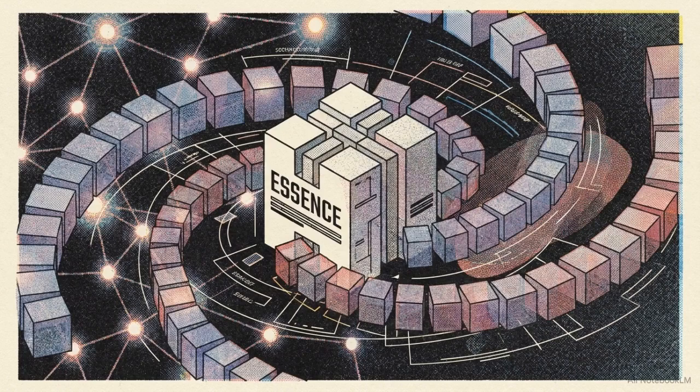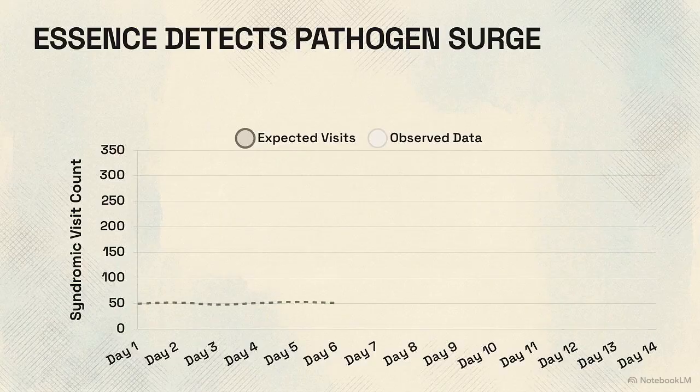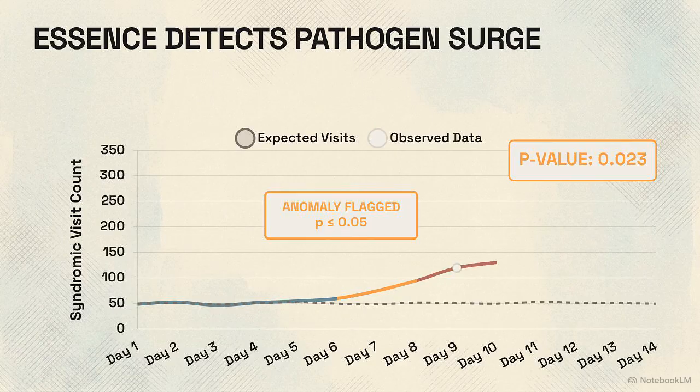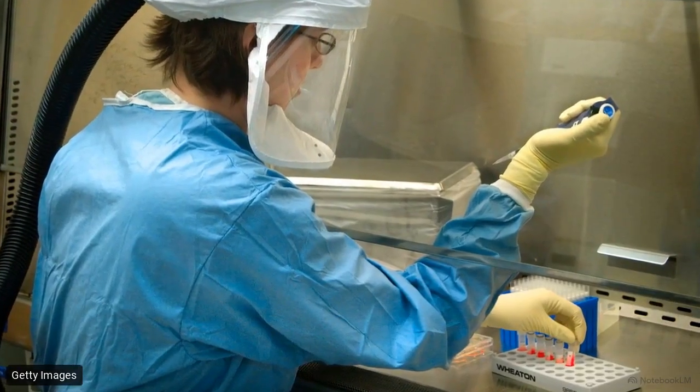It continuously scans millions of incoming records, looking for any deviation from expected historical patterns. In an Essence scan, a gray baseline tracks expected visits, while the blue line shows observed data breaking upward. As the p-value drops to 0.05, the system flags a yellow anomaly. Falling below 1%, it escalates to red. But statistical flags require biological proof.